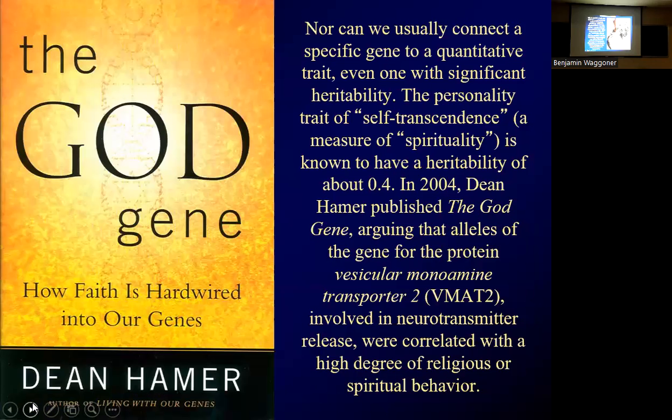It's useful, but you can't use it in the ways that The Bell Curve does. Nor can you usually connect a specific gene to a quantitative trait. And this was a book that came out in 2004 called The God Gene, arguing that religion was ultimately hardwired into your genes. The book is also crap. And the book was basically one finding spread out over 250 pages that it really didn't need.